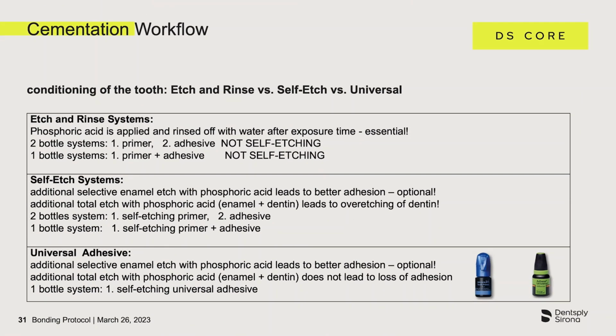At this point, we would like to give a brief overview of the different adhesive systems. There are etch-and-rinse systems, self-etching systems, and universal adhesives. With etch-and-rinse systems, the phosphoric acid etching of enamel and dentin is done separately, as there are no acid groups in these systems. This means that these adhesives are not self-etching.